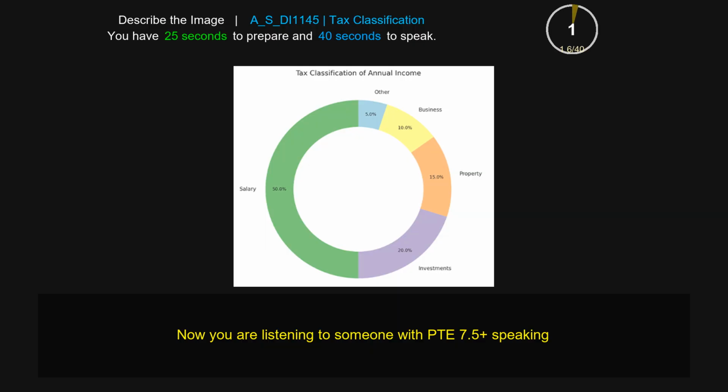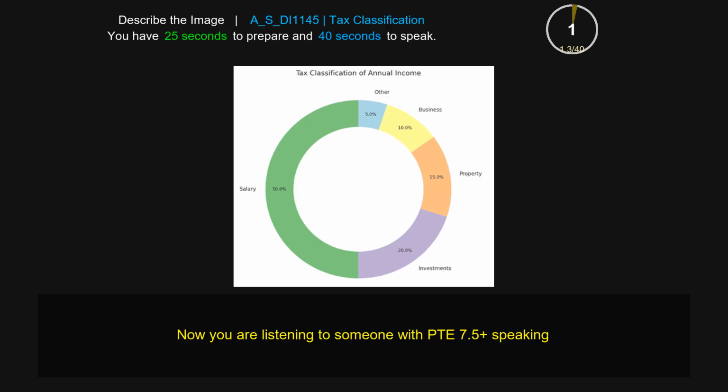The given pie chart gives information about the tax classification of annual income. There are different elements including business, property, investment, salary, and other. The maximum tax classification of annual income is covered by salary, which is 50 percent, and the lowest is covered by other, which is just 5 percent. Business consists of 10 percent, property consists of 15 percent, and investment is the higher tax classification of annual income, which is 20 percent. To conclude, the chart gives information about the tax classification of annual income.